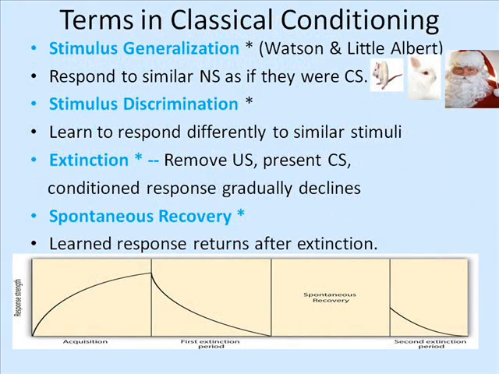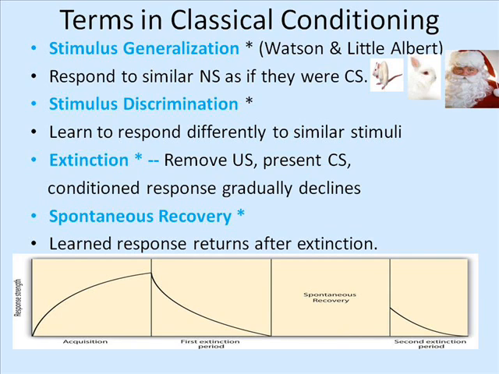There are some additional important terms to learn in reference to classical conditioning. Stimulus generalization refers to the process in which the organism learns to respond to a similar neutral stimulus as if it were the conditioned stimulus. For example, Little Albert wasn't just afraid of white furry rats. He was also afraid of white bunny rabbits, white Santa Claus masks, white furry rugs, etc. He had generalized from the initial stimulus, the rat, to other similar stimuli.